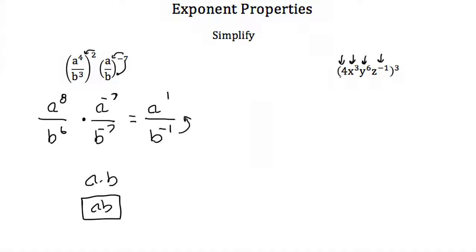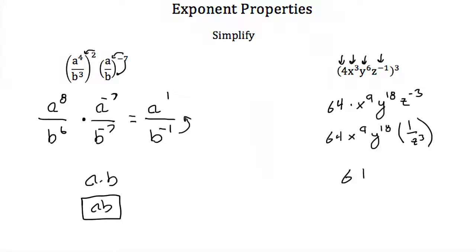So 4 cubed is 64. X cubed and then cubed again is x to the 9th. Y to the 6th cubed is y to the 18th, because 6 times 3 is 18. And then z to the negative 1 cubed again would be z to the negative 3. Now the next thing I have to do is move this z to the denominator, so we get 64 x to the 9th, y to the 18th, times 1 over z cubed. So this becomes 64 x to the 9th, y to the 18th, all over z cubed.